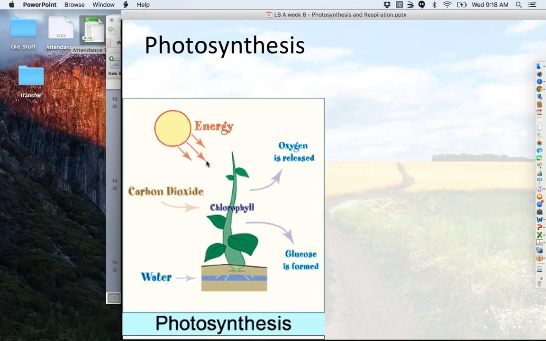So photosynthesis is what plants do, and it's the reason why plants are green. They have this chlorophyll, which helps to take what are called the... I need to actually write this down for you guys. Can I type on here? I can't, can I?